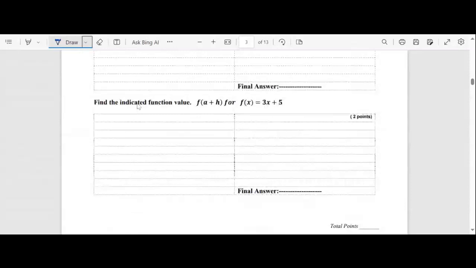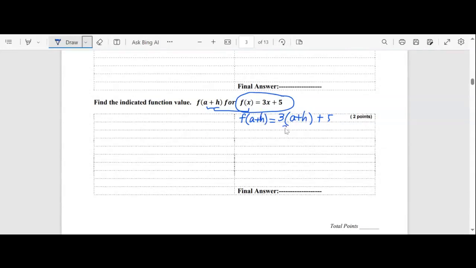Find the indicated function f of a plus h for that function. f of x equals 3x plus 5. So he's asking you to replace x by how much? A plus h. So it's just a plus h. Every time you see x, you replace it by what? A plus h. That's it. That's all you have to do.